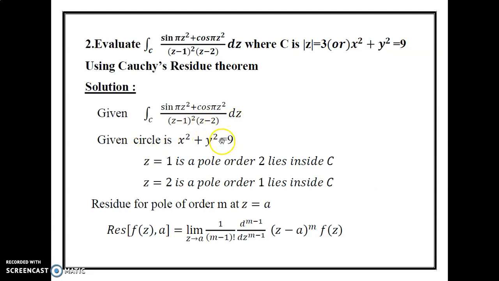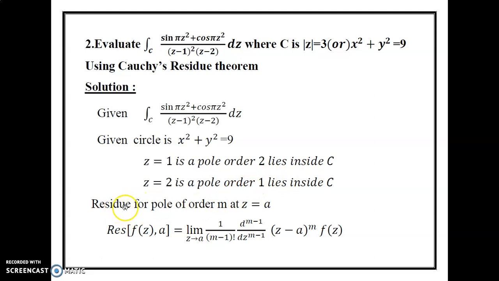The given circle is x^2 plus y^2 equal to 9, or |z| = 3. Here z equal to 1 is a pole of order 2. Next, z minus 2, that is z equal to 2, is a pole of order 1. Consider a graph, put 0 as the center and draw a circle of radius 3. So, 1 and 2 lie inside the circle. So, Cauchy's residue theorem is possible. Outside of the circle, the given function is analytic.